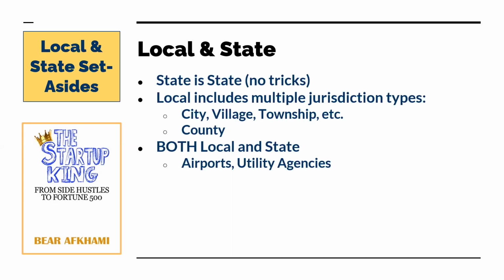Both local and state also can sometimes interact with other entities, quasi-government entities, such as airports and utility agencies, like where you get your electricity or water. These entities, including airports, may have their own government procurement departments and set-asides, or they may share and honor and recognize those from local and state entities.